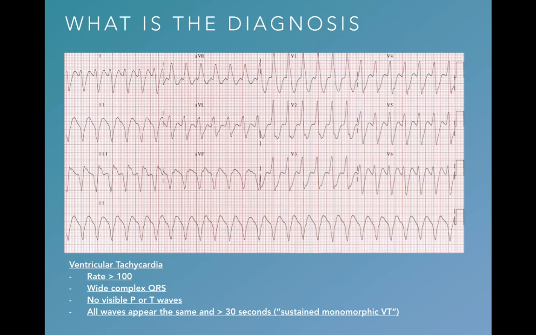This is definitely over 30 seconds. So if it's under 30 seconds, then you would say this is non-sustained VTach. If it's over 30 seconds, then it's sustained. Also, the heights of each one of these QRS complexes are identical. So it would be a monomorphic ventricular tachycardia.